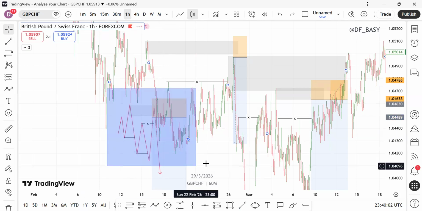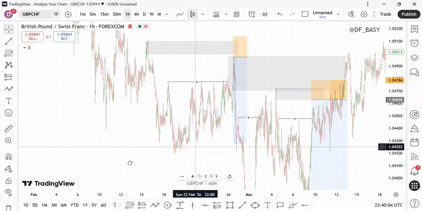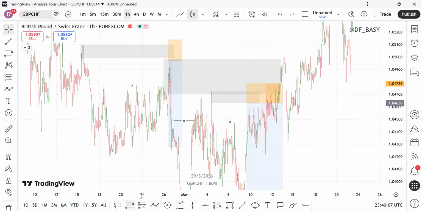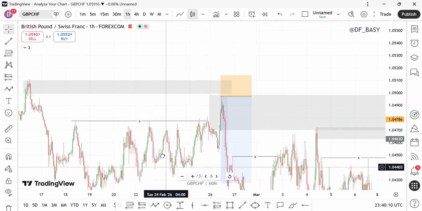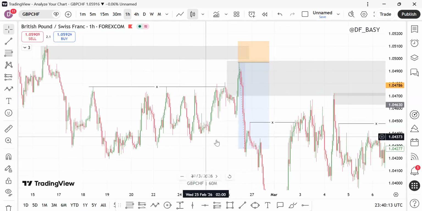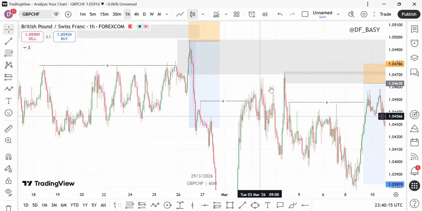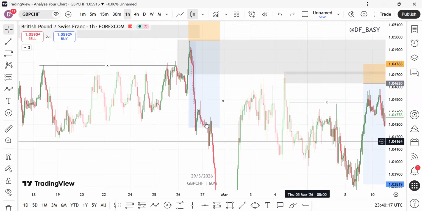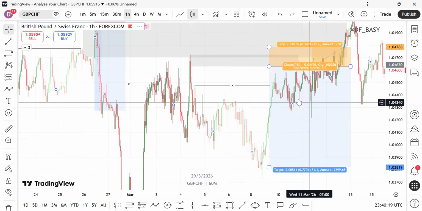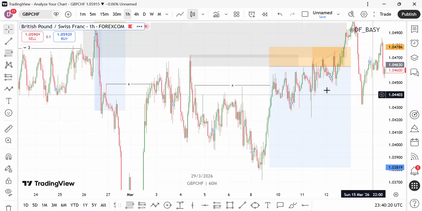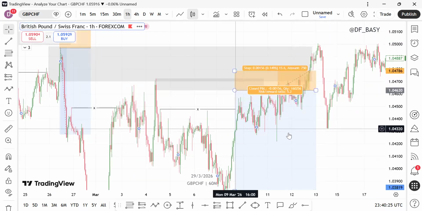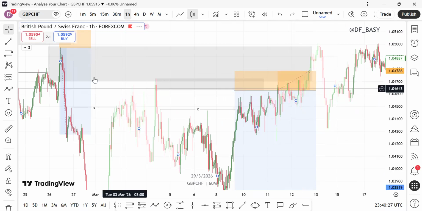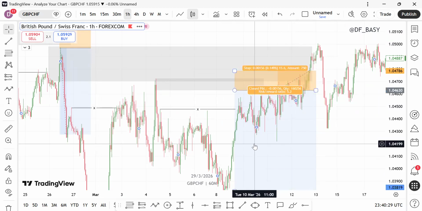Over here, I had this setup, set my limit, and the market triggered it, and it dropped into profit. Then the second limit was here. It triggered, but I took a loss here. So with this, I got 1:4 and took a loss of 1R. So overall, I'm still profitable, with 3R.